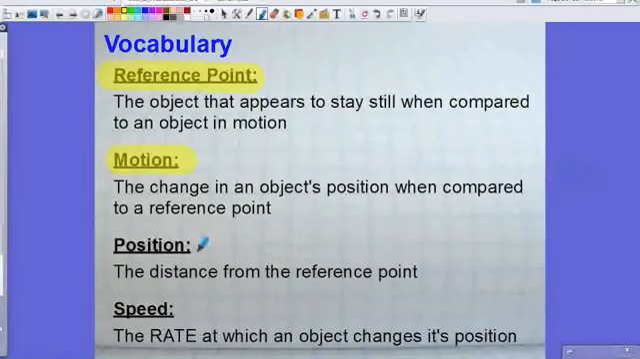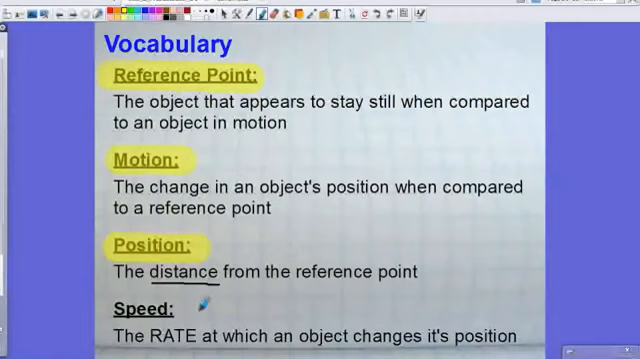And if that object looks like it's moving, it's probably changing its position compared to that. And then position. Position is very similar to the word distance. We're going to probably use these interchangeably. Basically, position means how far it is from the reference point. So when a car starts moving away from the building, how far is it from the building every single time I measure?